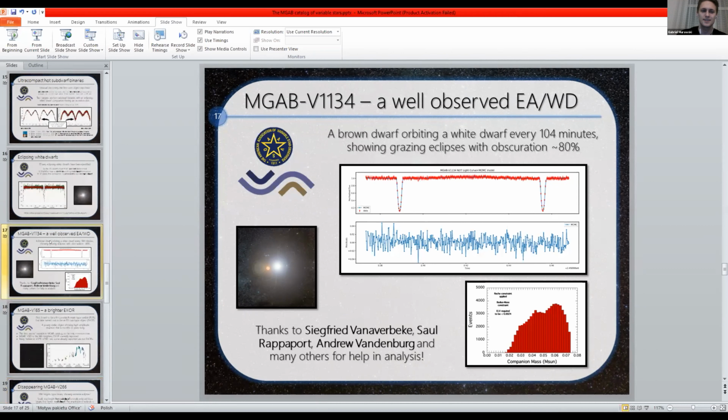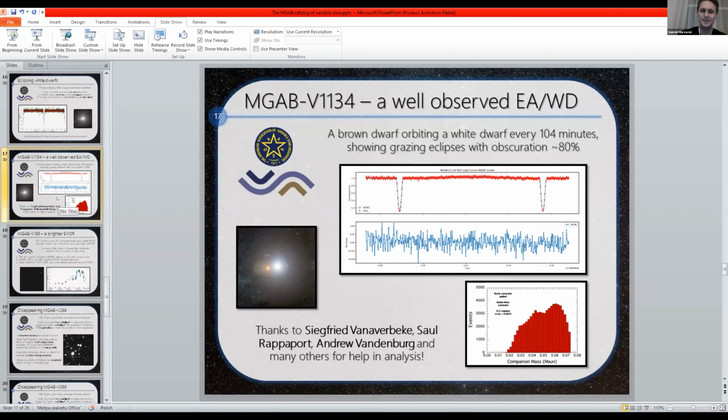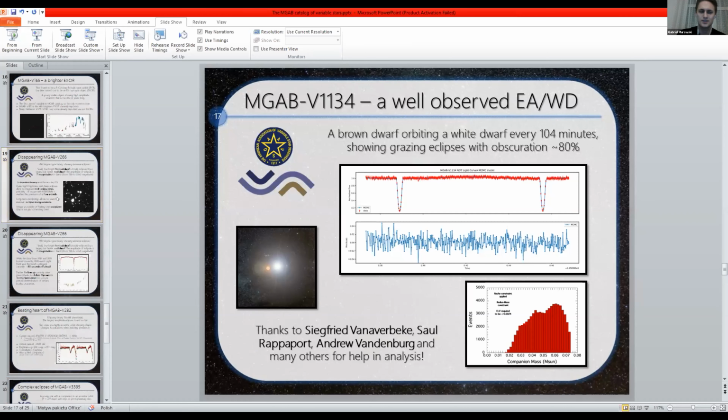My favorite star is certainly MGAB V266, the one showing eclipsing time variations. I really like observing this star because when you take your telescope and your camera, you can watch the eclipse on your screen. It is happening very, very fast. You just point your telescope at this target, you see your star, and you just wait a few minutes until it completely disappears.